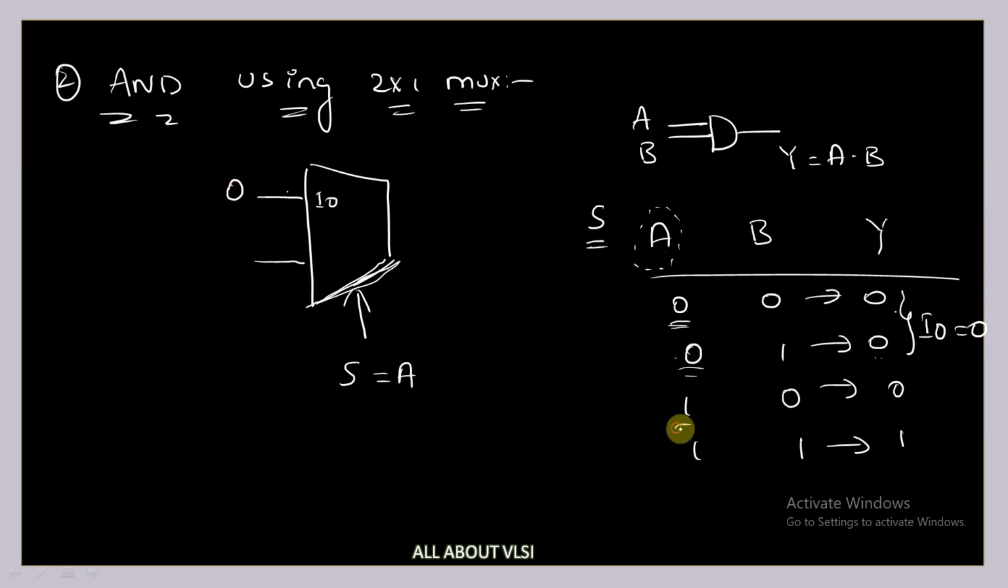Now, if my select line is equal to 1 and the value of B is equal to 0, I am getting Y equal to 0. And if my select line is equal to 1 and the value of B is equal to 1, I am getting 1. That means my value of I1 is equal to B. Whatever the value of B, I am getting at the output, so I1 is equal to B. This is B, this is I1, and this is Y. So this is how we implement an AND gate using a 2 cross 1 multiplexer.